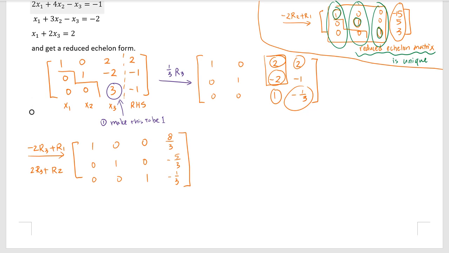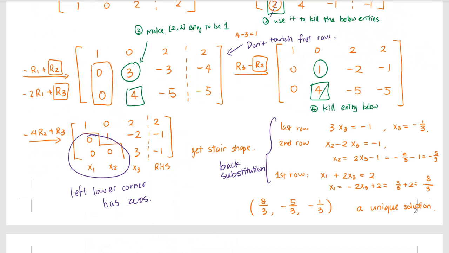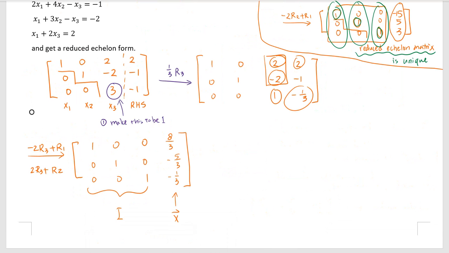Now, do you see what happened? This is reduced echelon form. If you remember, this is the identity matrix, and this is exactly our solution. You can see they are the same. So this is reduced echelon form, and you can see it's unique. All right, let's do more examples.